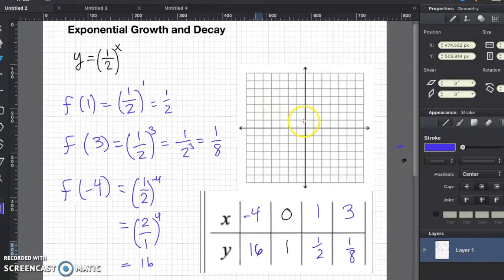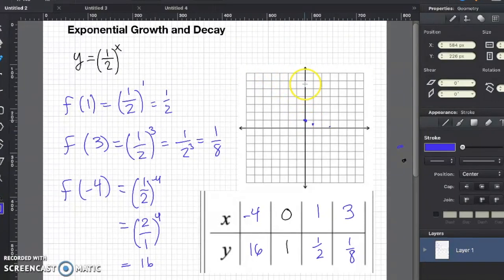So the first point here was in black: 0, 1. My next point is at 1. It's about 1/2. My next point was at 3, and that was at 1/8. Again, it should be getting closer and closer to 0, but not quite there. My last point was at -4, and that was way, yeah, I can't get there. That's a little less than halfway, so it goes up.